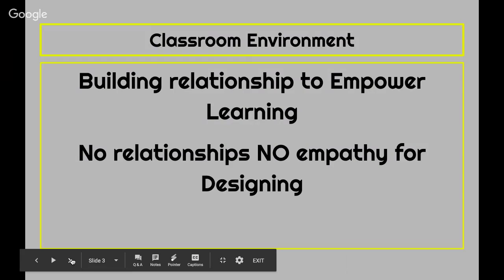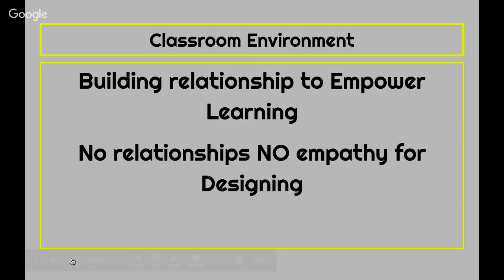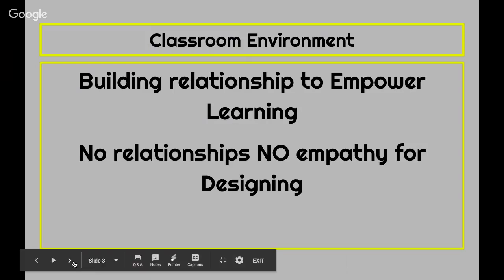The classroom environment is the essence of the design thinking process. It's building that relationship to empower learning. And if there are no relationships among the students, there's no empathy for designing. It is the visible learning through that collaborative learning space that is really important, and having students' voices also matter in the setting up of that space to further learning.